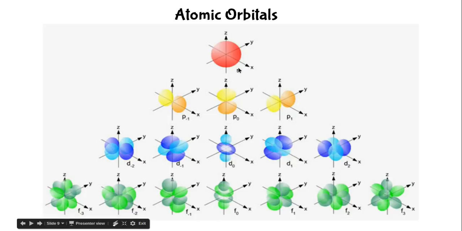This would be your first energy level, just your 1s, and then here's your p, so more regions of space for that to exist. Here's your d. You can see on the 3D shapes where they can have electrons existing in these little bubbles. And same thing with the f.